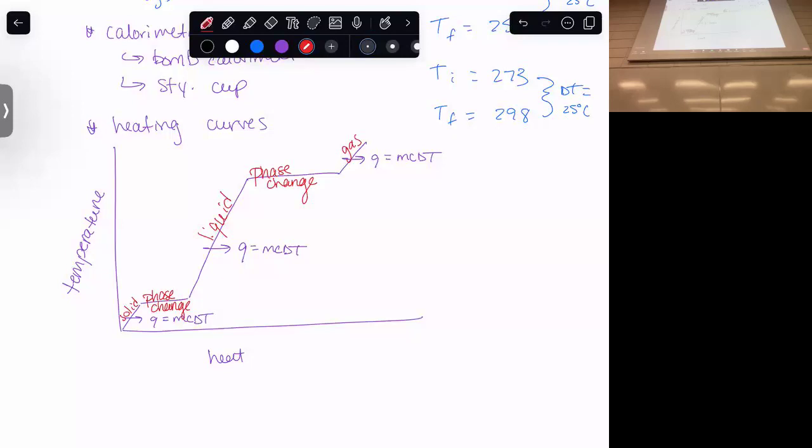So the important thing to note with Q is equal to MC delta T on your heating curves is that the C, or specific heat, for each component is going to be different depending on the state or phase that your compound is in. So for water, there are three different specific heats: one for the solid phase, one for the liquid phase, and one for the gaseous phase.